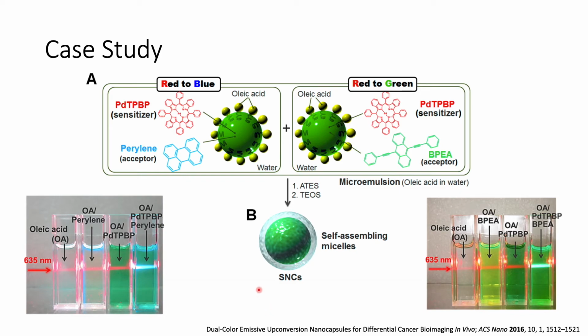Here, two different SNCs were synthesized, one with an emitter that emits blue light, and one with an emitter that emits green light. As we can see here on either side on the bottom, with these two systems, just the oleic acid, which forms our micelles, does not fluoresce. A solution of the sensitizer molecules and the acceptor molecules isolated in the oleic acid does not fluoresce. Only when the sensitizer and emitter molecules are able to interact with each other in solution do we get fluorescence. So with one we get blue fluorescence, and in the other we get green fluorescence.